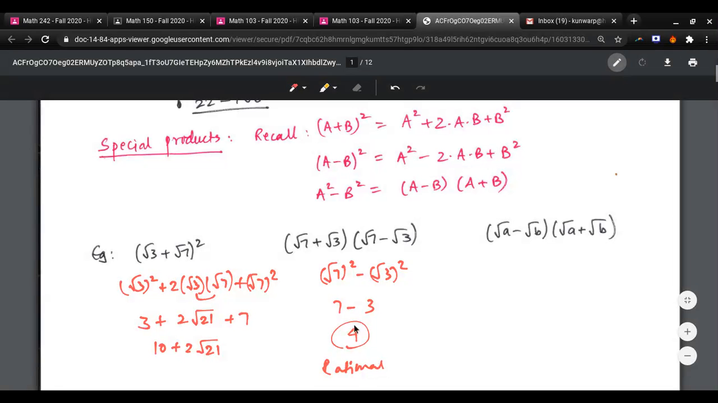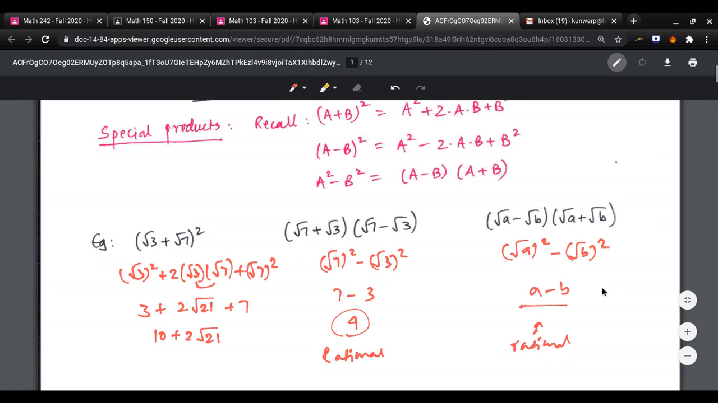Now keep this in mind because we're going to be using this particular property of multiplying a bunch of irrational numbers to get rational numbers later on in this week's video. Similarly here, that's going to be root a squared minus root b squared, or a minus b, which is also a rational number. Again, take note, we're going to come back to this particular idea later on.